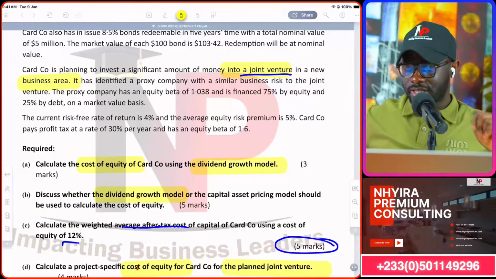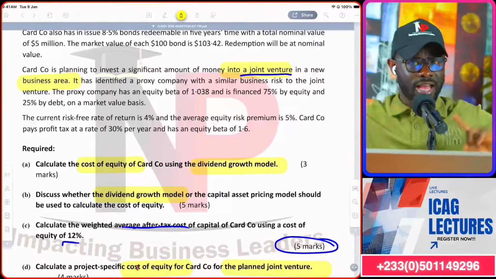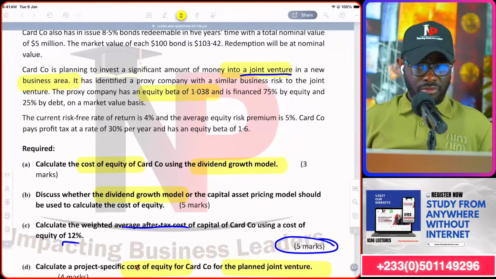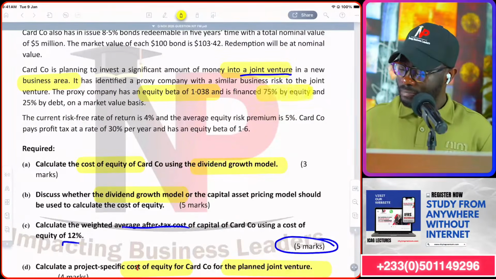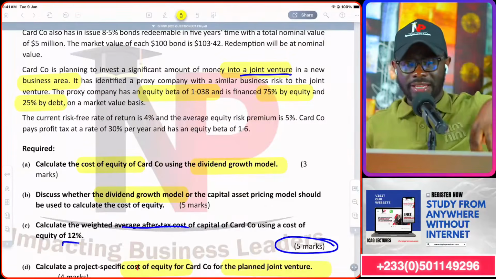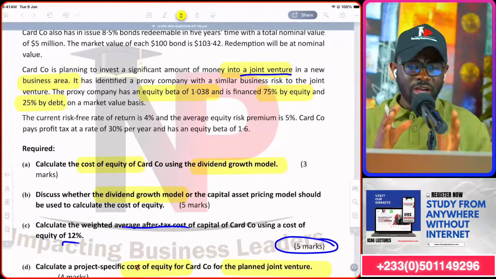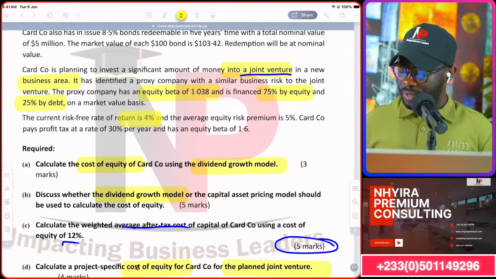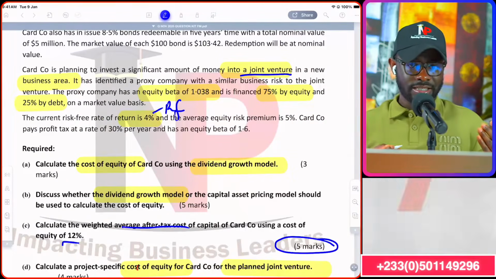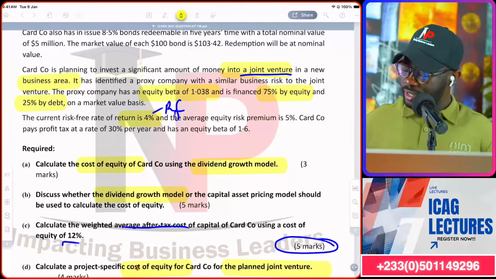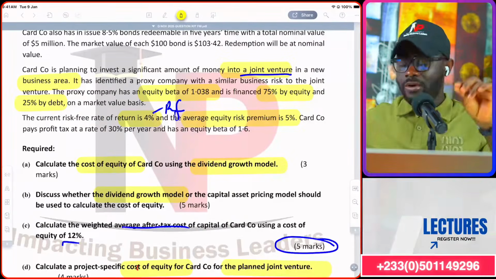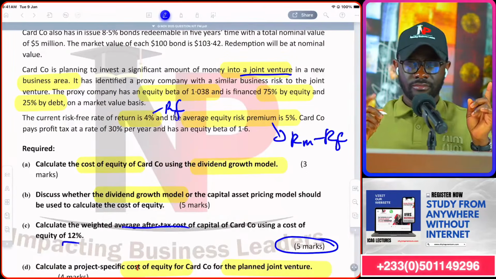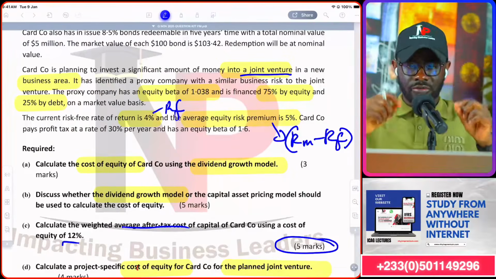It has identified a proxy company with a similar business risk to the joint venture. The proxy has an equity beta of 1.038 and is financed by 70% equity, 25% debt on a market basis. Okay. Now, I could begin to get goosebumps on a number of things, but let's finish reading the last sentence. The current risk-free return is 4%. Okay, so RF is 4%, and the average equity risk premium is 5%. Note, equity risk premium is the difference between the returns on the market, which is RM, minus the risk-free rate. So return on the market minus risk-free rate is what is referred to as equity risk premium.